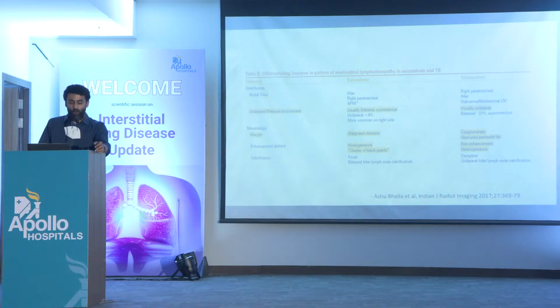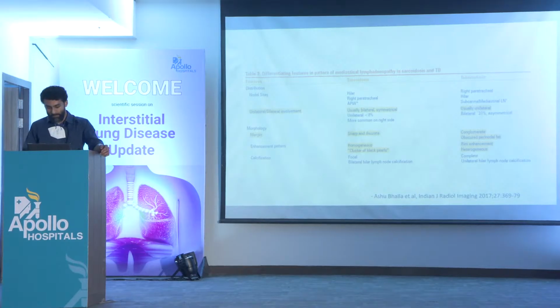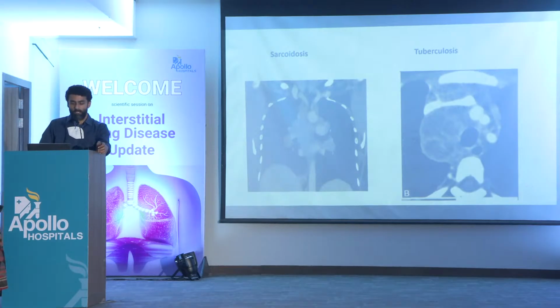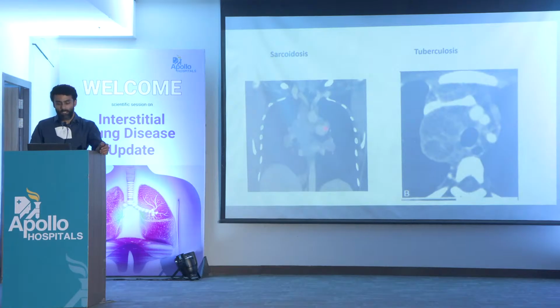What about the morphology? Homogeneous lymph nodes with clusters of black pearls are suggestive of a possibility of sarcoid, whereas heterogeneous lymph nodes with rim enhancement, coagulation necrosis within the lymph nodes are features of tuberculosis. So on the left you can see sarcoid, which are homogeneous lymph nodes, and on the right you can see heterogeneous lymph nodes with possible coagulation inside, which is known as the coagulation necrosis sign, which favors tuberculosis.